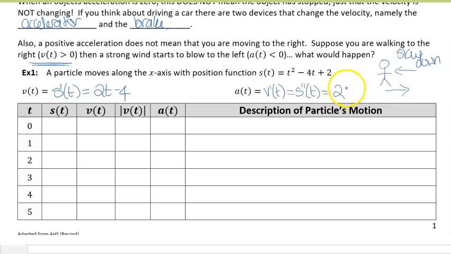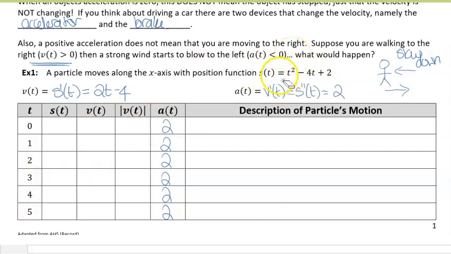Now, at certain times t, we're going to look at what's happening with the particle and talk about its motion. However, we need to find some information about this. So the first thing we can fill out is the acceleration is 2. So no matter what's happening at whatever time, there's always an acceleration of 2. Okay, so take a minute and substitute in the values 0, 1, 2, 3, 4, 5. Come back and check your answer. So substitute into s of t.